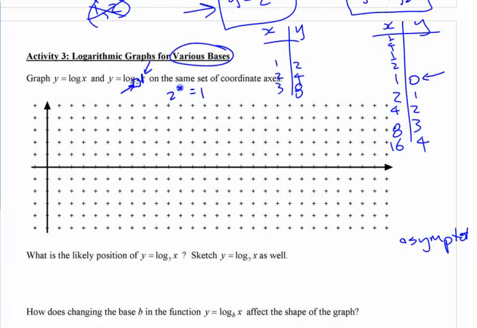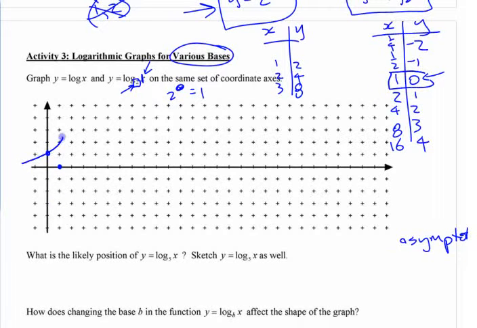2 to the anything gives you... not 2 to the anything. 2 to the 0. This is going to always be 0. This is going to be negative 1, negative 2, right? A half, a quarter, an eighth. If you graph those things, the logarithm graph's always going to pass through there for the same reason that the exponential graph always passes through here.